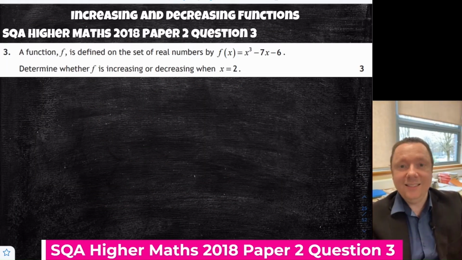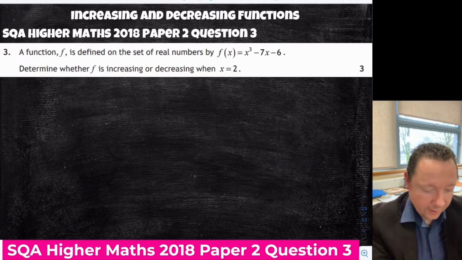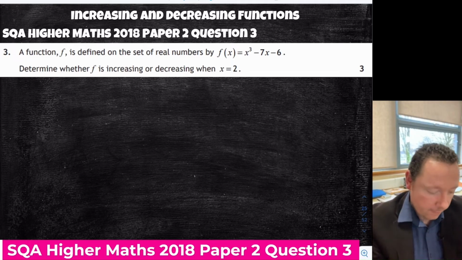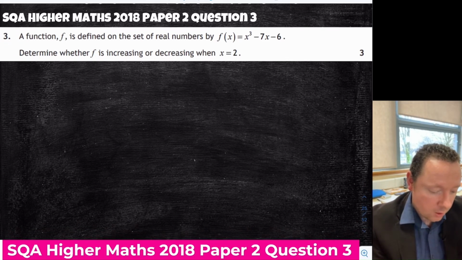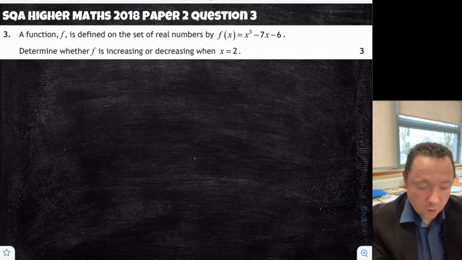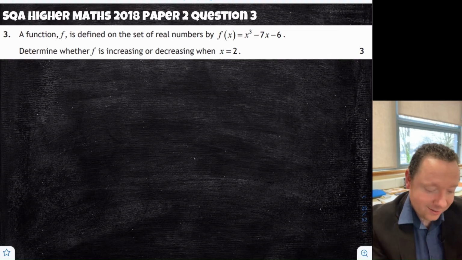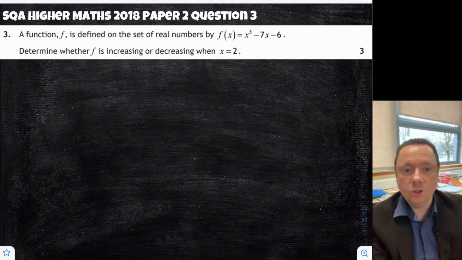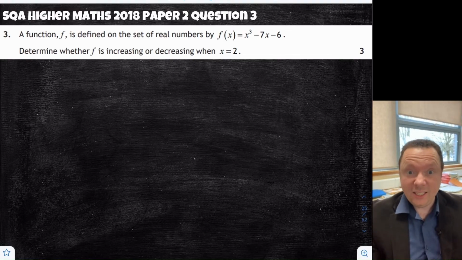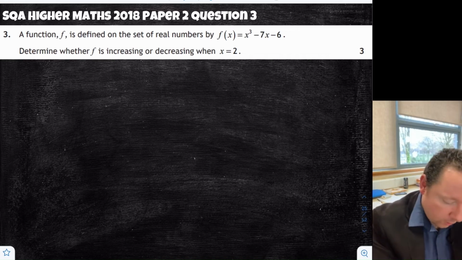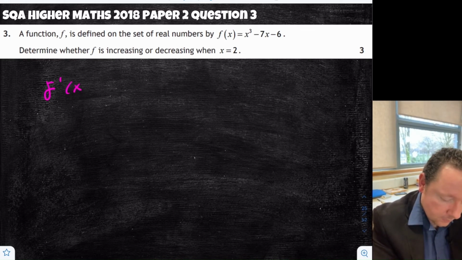Increasing and decreasing functions, SQA Higher Maths 2018, paper 2, question 3. A function is defined on the set of real numbers by f of x is x cubed minus 7x minus 6. Determine whether f is increasing or decreasing when x equals 2. So we need to work out the gradient of the tangent at x equals 2. So f dash x is equal to 3x squared minus 7.